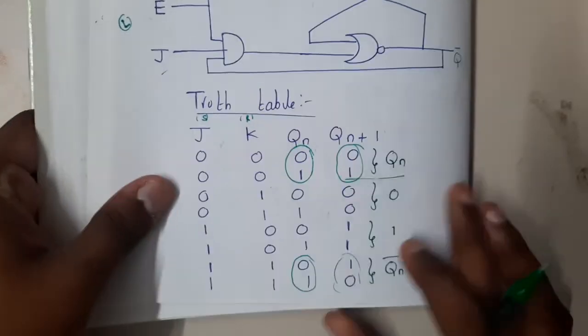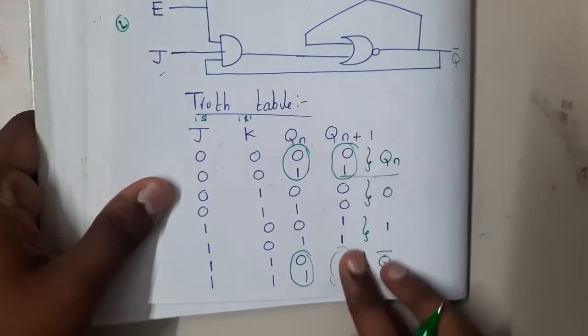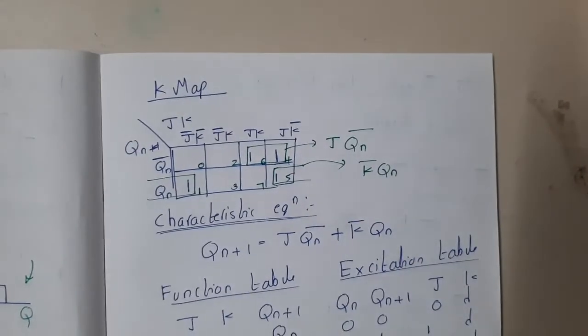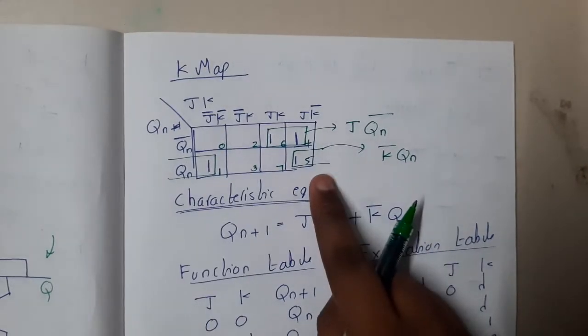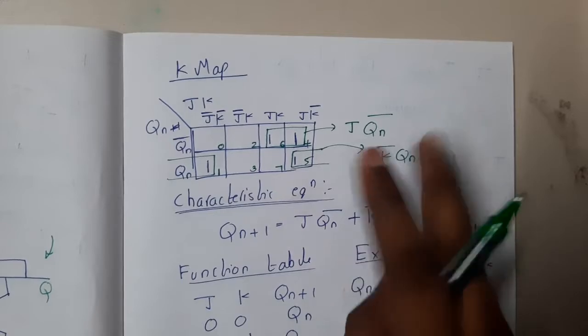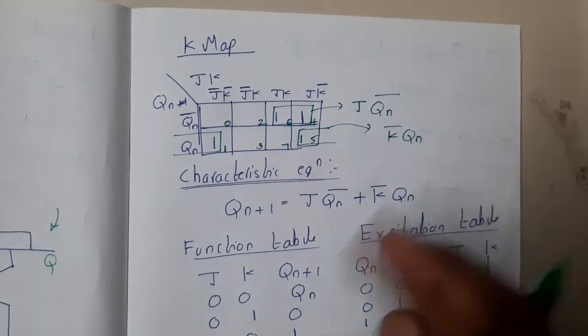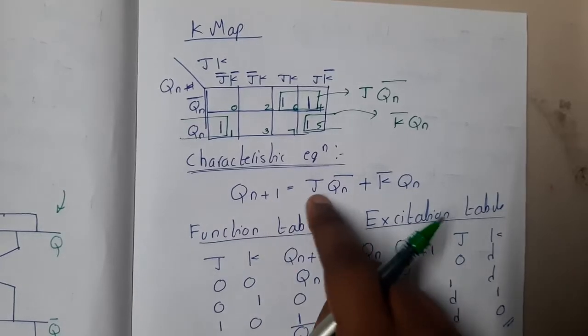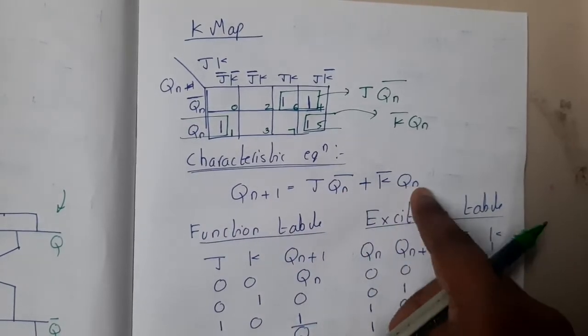Now you can draw the K-map and find the characteristic equation. If you draw the K-map, it will look in this way. You will get two terms with two variables, so 4 literals in total. So Qn plus 1 equals J Qn bar plus K bar Qn.